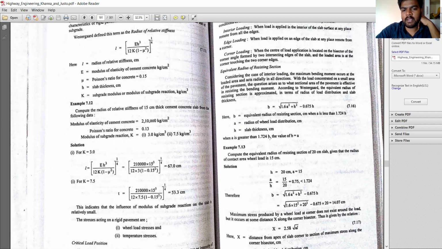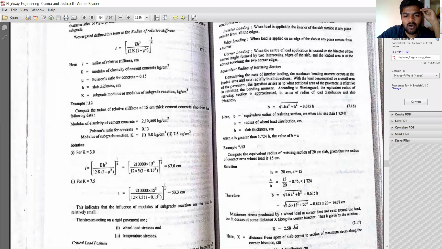A by H, you can read at the bottom here. When A is greater than 1.724 H, it means A divided by H, that is radius of wheel load distribution divided by slab thickness, is greater than 1.724, the value of B will be same as radius of wheel load. If A by H value is less than 1.724, then you need to calculate B by using this formula.